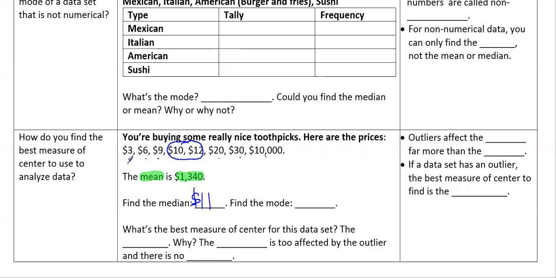What would the mode be? Well, is there any value that comes up more than once? 3 comes up once, 6 comes up once, 9 once, 10 once, 12 once, 20 once, 30 once, 10,000 once. There's no mode.